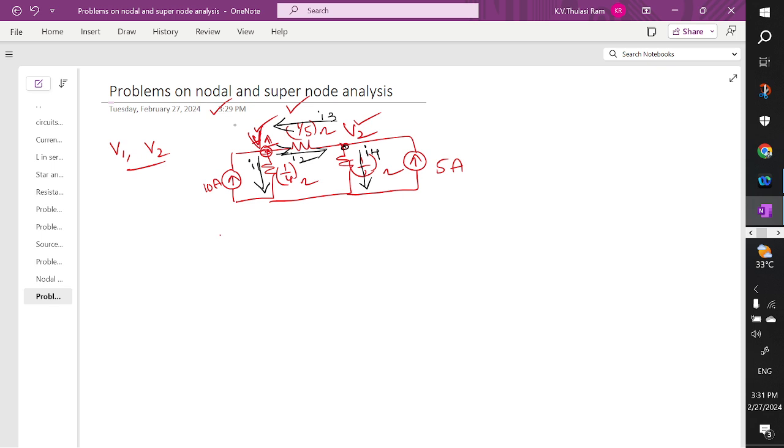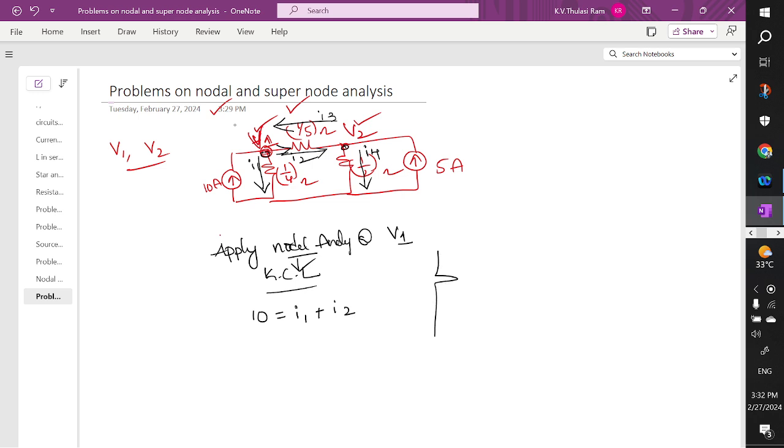So we need to find V1 and V2. So we are going to apply nodal analysis at node V1. To this node V1, try to apply Kirchhoff's current law. Applying nodal analysis is nothing but applying KCL. So what are the entering currents? You can see here we have one entering current, 10 amperes. And what are the leaving currents? I1 is one leaving current, and I2 is another leaving current.